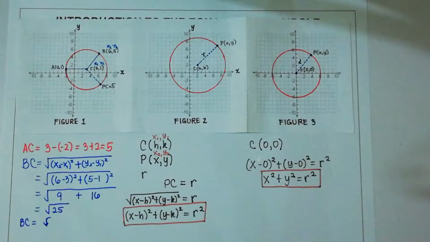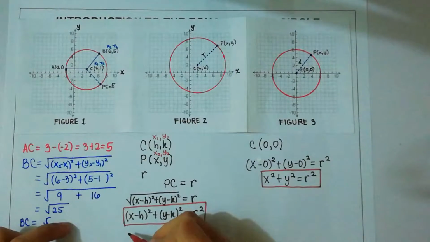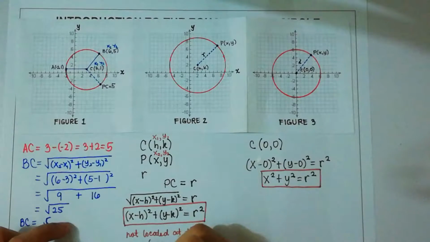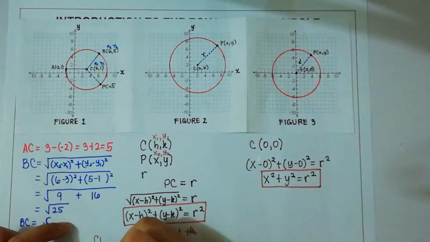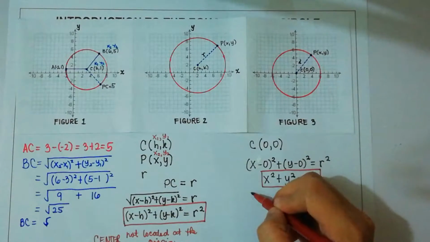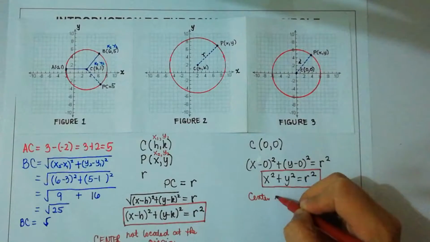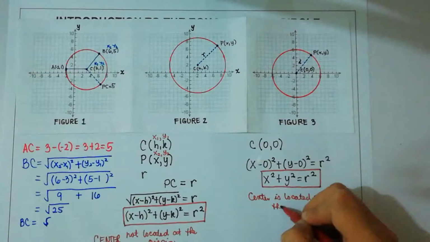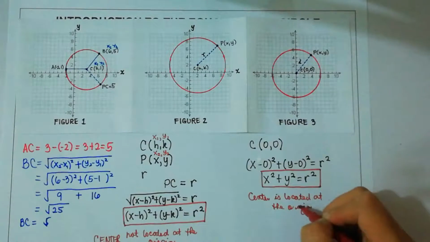So the first standard equation of a circle is for when the center is not located at the origin, and the second is for when the center is located at the origin.